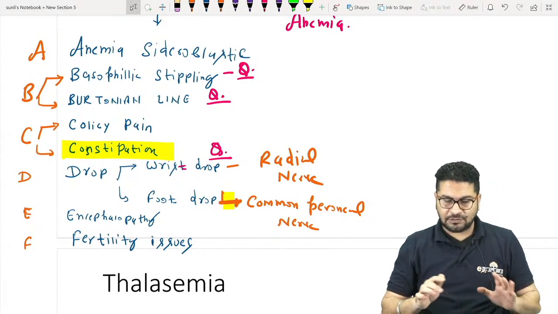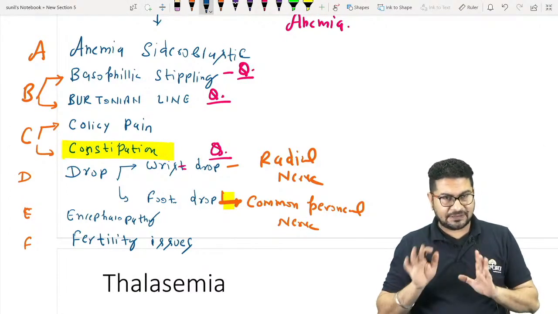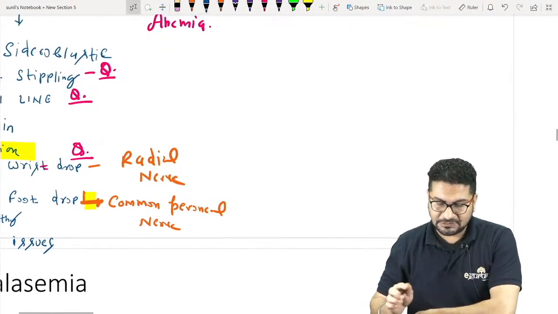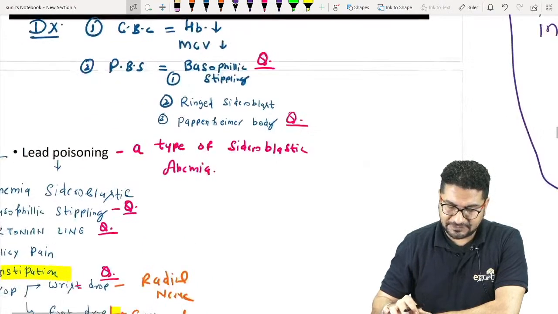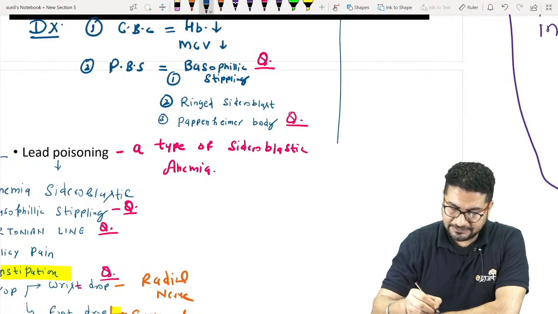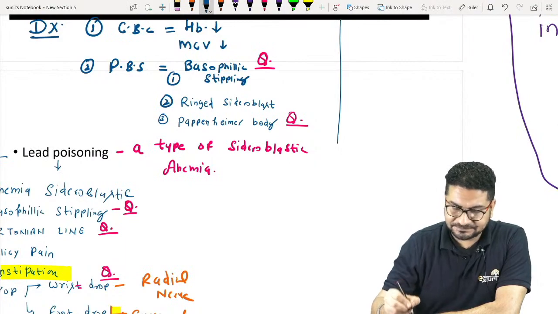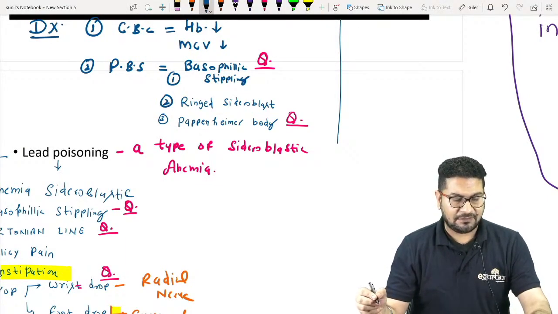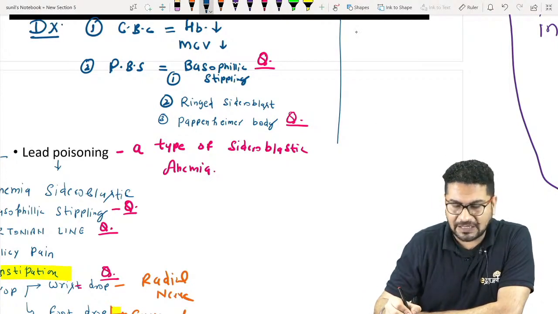So understand this. Although we will not do iron testing in this case, you should know what values you will see in iron testing in sideroblastic anemia. We don't do this in practice, but what is the value if I say it is an iron overloaded state?